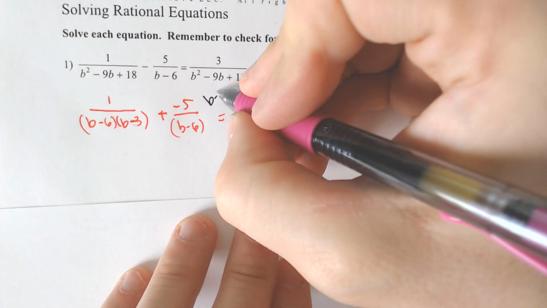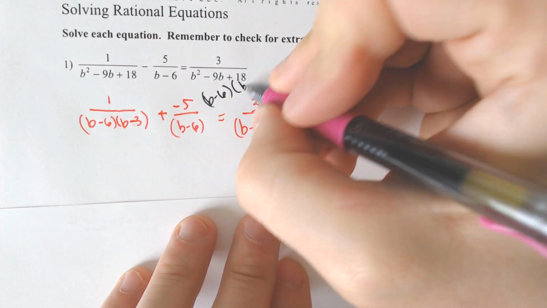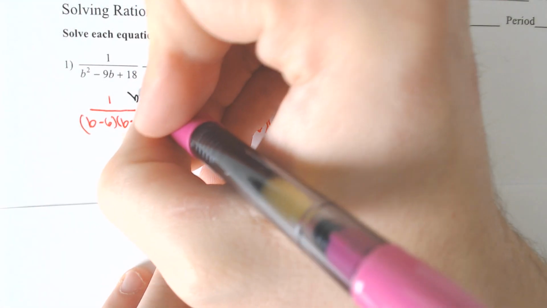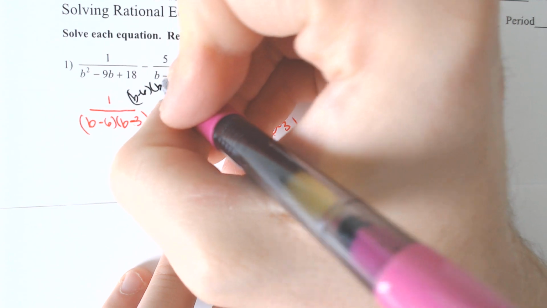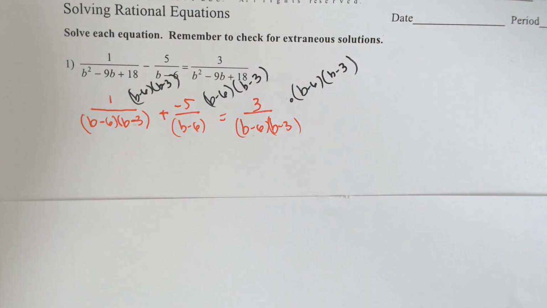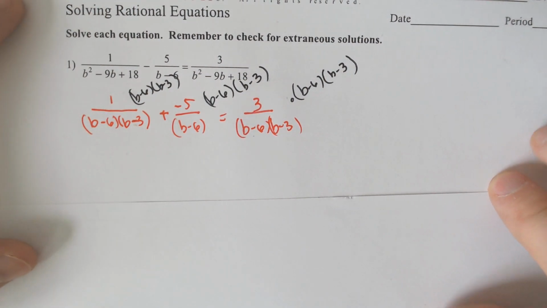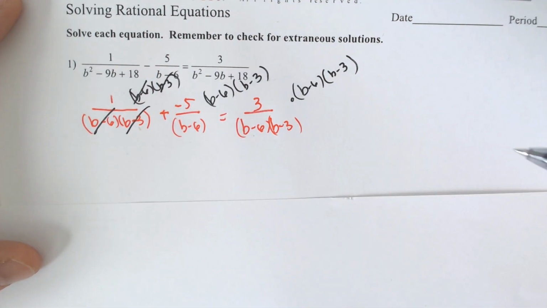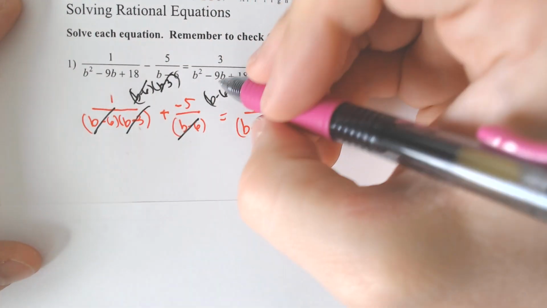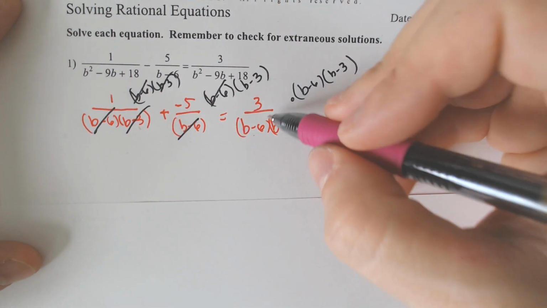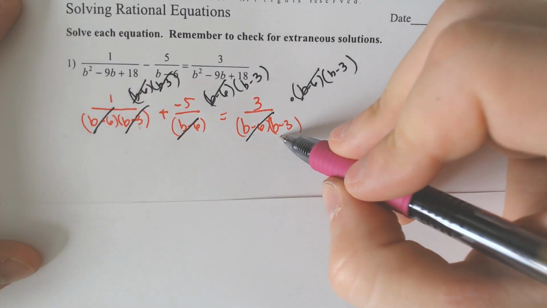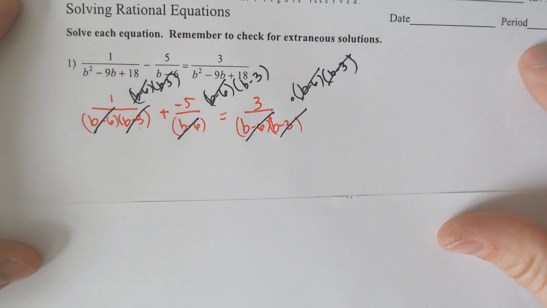So we are doing the Oper method. Everybody gets a b minus 6 and a b minus 3. If it cancels, great. B minus 6 cancels. B minus 3 cancels. Hooray. B minus 6 is gone. B minus 6, B minus 6, B minus 3, B minus 3. All of those are canceling.